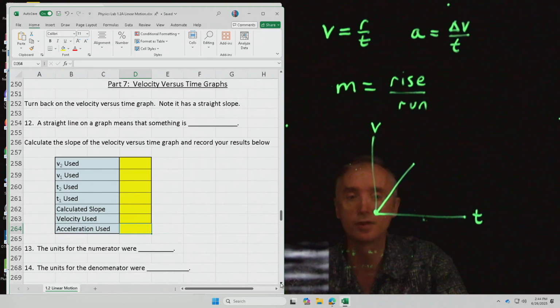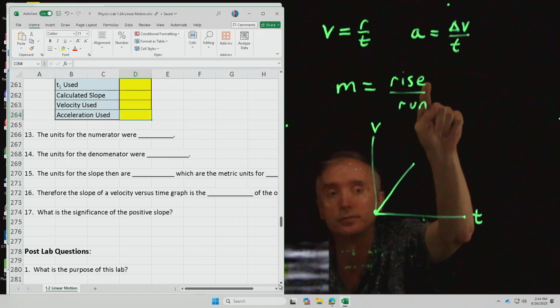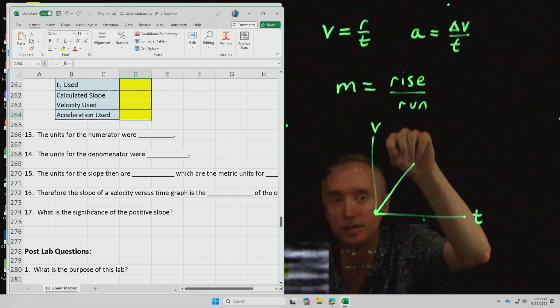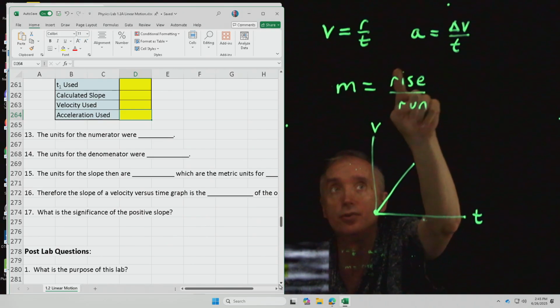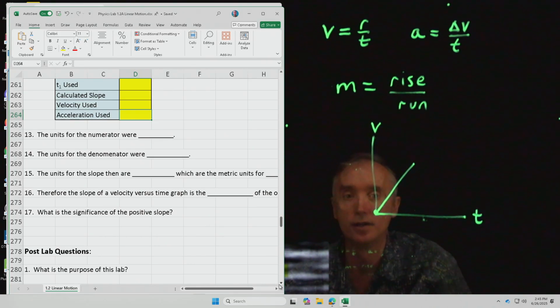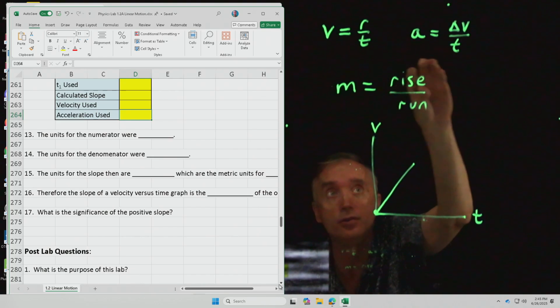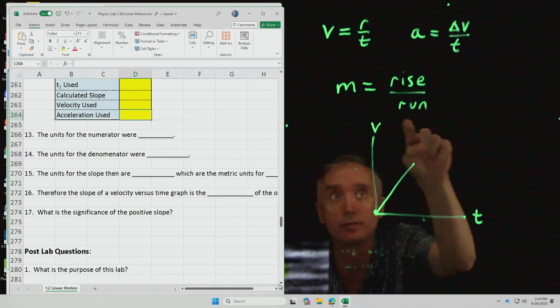Now, anytime you have a fraction, the numerator is on the top. The denominator is on the bottom. So D, denominator, D down. So the denominator is the bottom part of the fraction. The numerator is the top part of a fraction. So the units for the numerator were what? Look at the numbers that you put in on the top part there. What were their units? What were the units for the denominator down here?